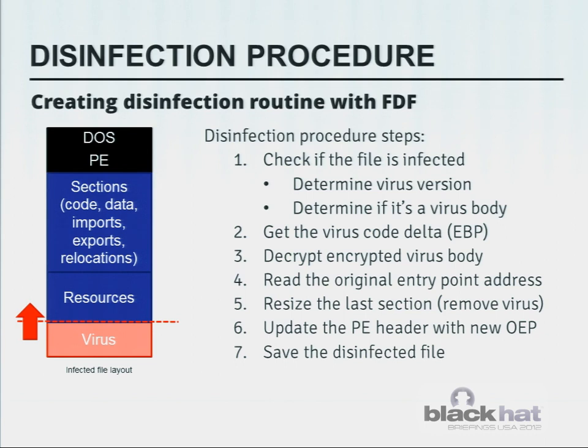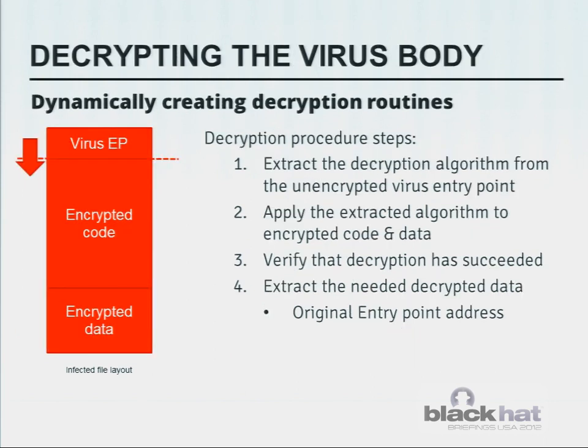Once we do that, we get the virus code delta, because all viruses have been created to be offset independent, and that is quite logical because they can be anywhere in the file. You have to get that starting point somehow, and that's called the virus code delta. It's usually stored in the EBP register for these old viruses, but new ones use other registers as well. Then we have to decrypt the virus body, read the original entry point address, resize the last section, effectively eliminating the virus, update the PE header with the original entry point address, and save the disinfected file. And that's it. Those are all the steps we need to do for this virus.